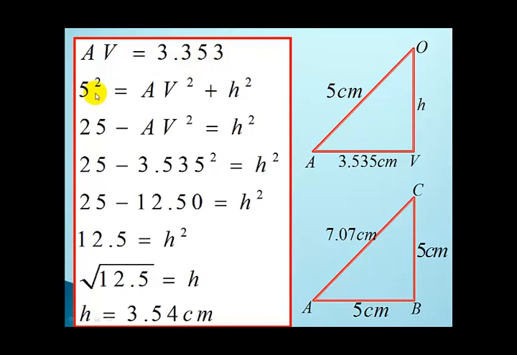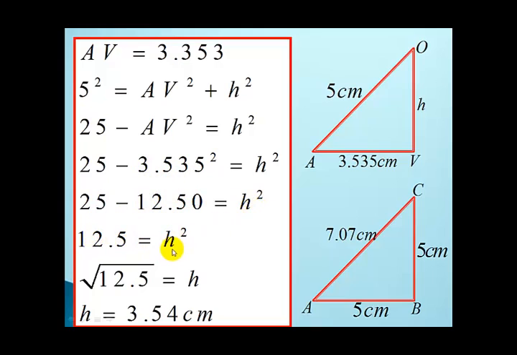So from the Pythagoras theorem, 5 square is equal to AV square plus H square. And therefore we have 25 minus AV square is equal to H square. Now 25 minus AV square, where AV is 3.535, gives us 25 minus 3.535 square is equal to H square. Now we take note that 3.535 square is equal to 12.50. So when you subtract 12.50 from 25, you are left with 12.5. And so we have 12.5 is equal to H square on the right hand side.